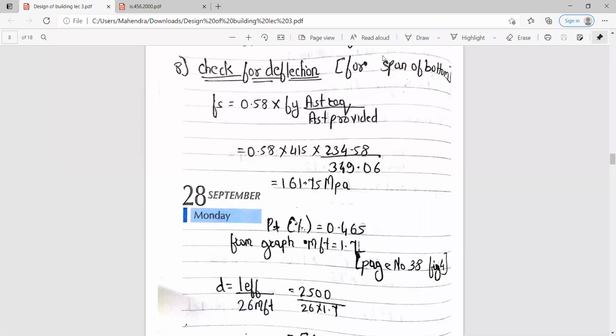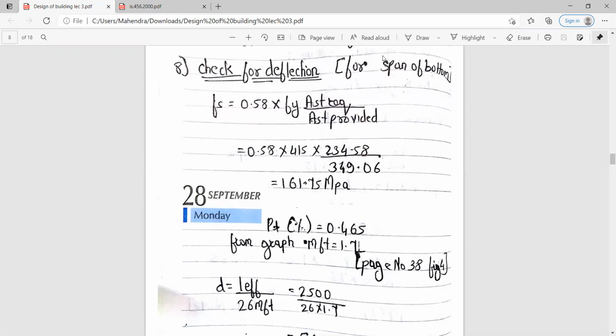And how much percentage minimum did you get? Percentage minimum you had got is 0.465. Just now you had calculated the percentage minimum, that is 0.465. So from the graph, again you need to refer to your IS code page number 38, figure number 4.